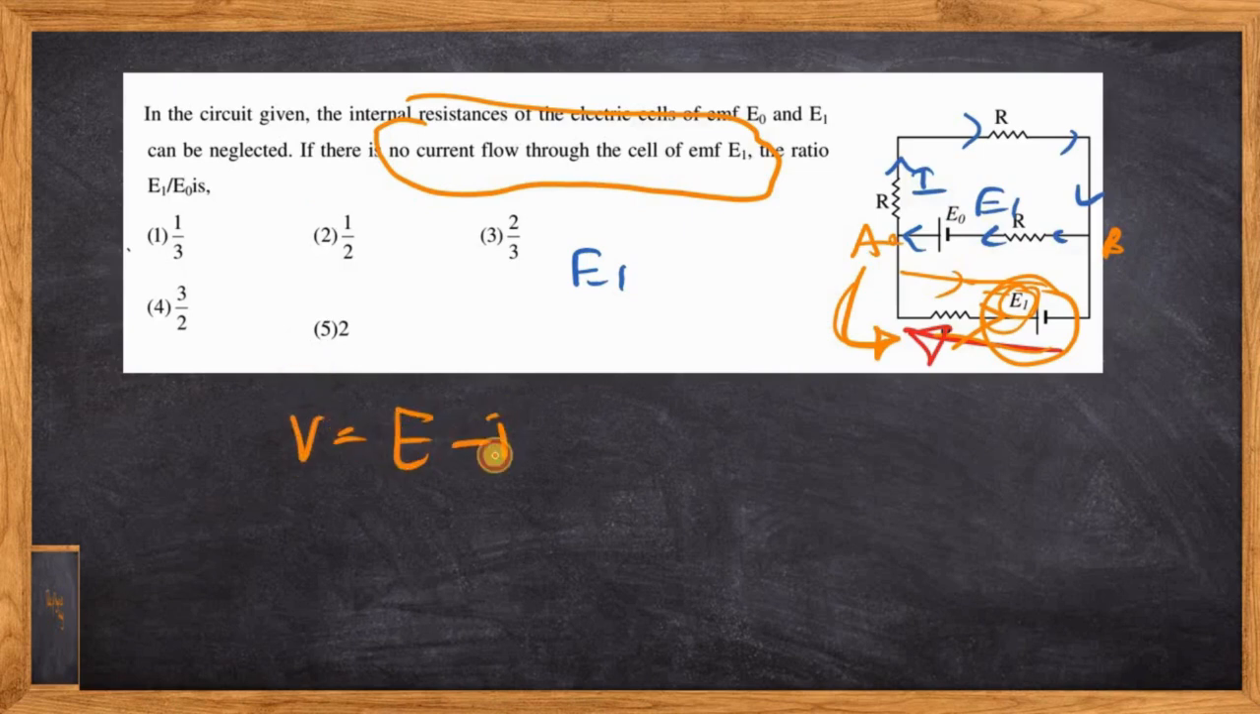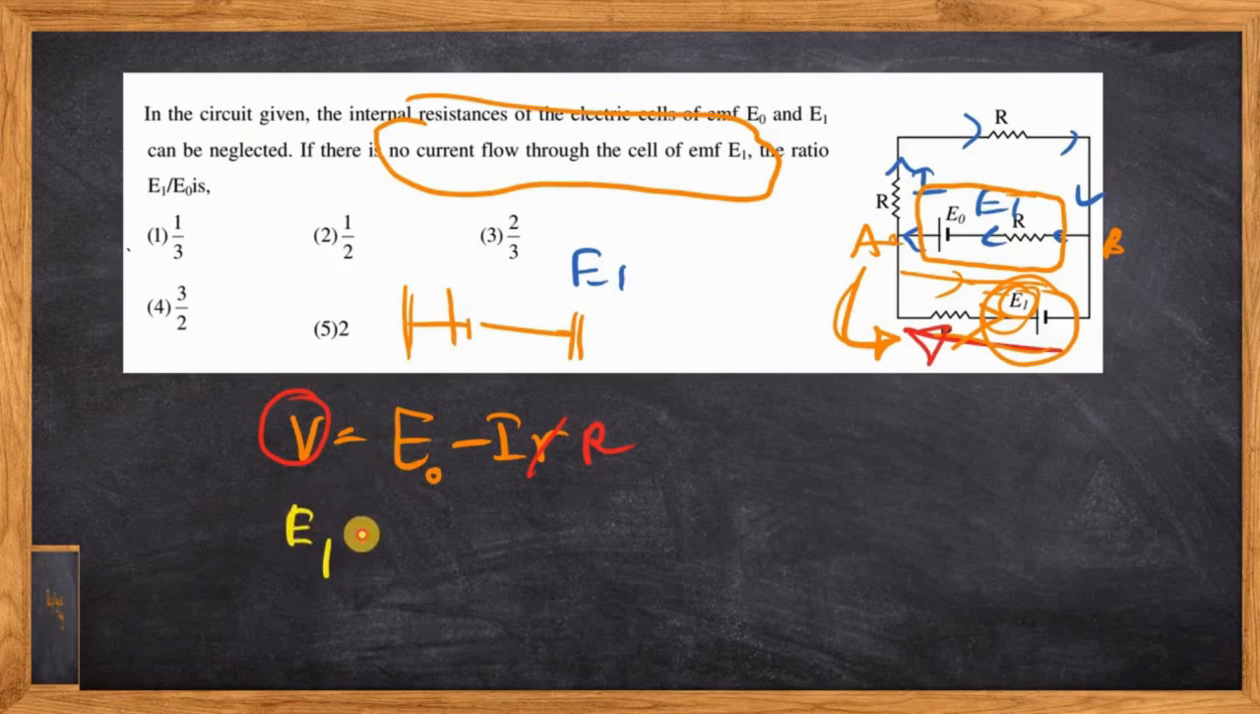What's this equation? If there's an internal resistance for a cell, the external voltage will be E minus IR. Here they are telling us there's no internal resistance, but let's assume this R is also inside of this. Then the potential difference across AB has to be E0 minus IR. Hope you understand it. And this V value has to be equal to E1. Let's write it again now: E1 equals E0 minus IR.